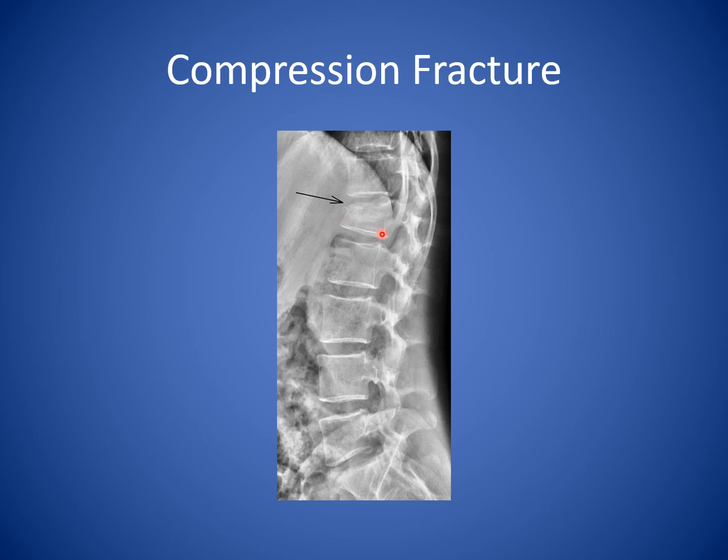Compression fractures are typically found in patients with a trauma, although you can have old compression fractures also. The characteristic is that one edge will be flattened and narrowed in the front versus the back. So this is a fresh compression fracture.